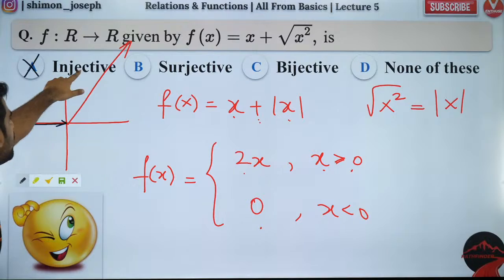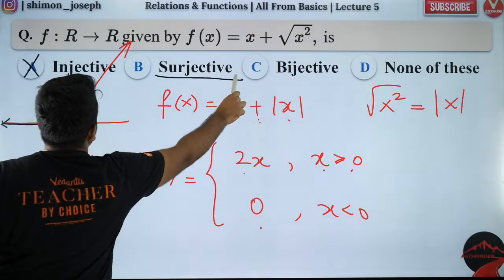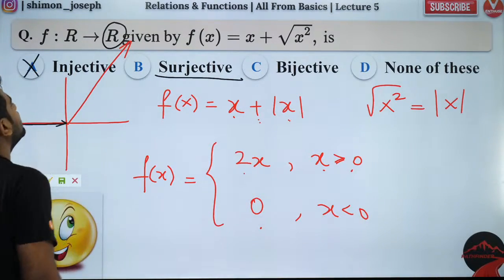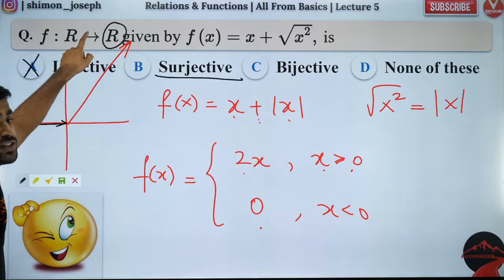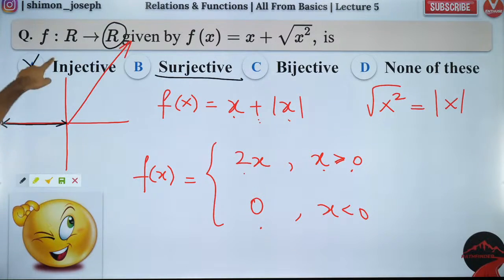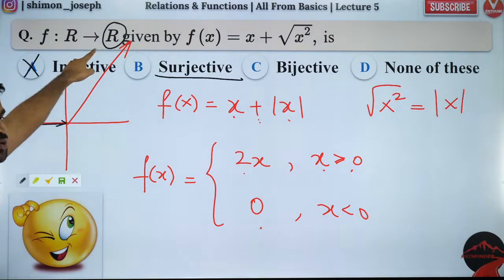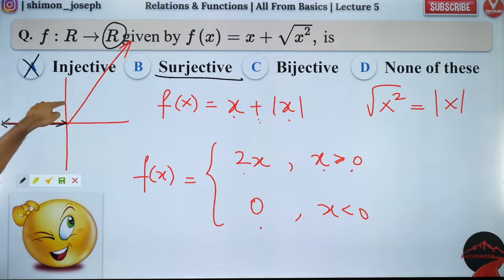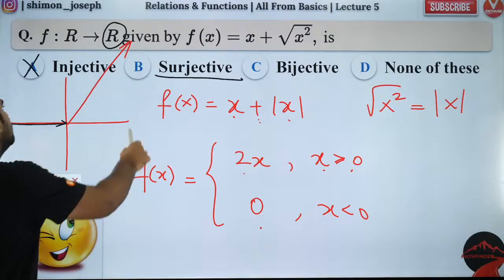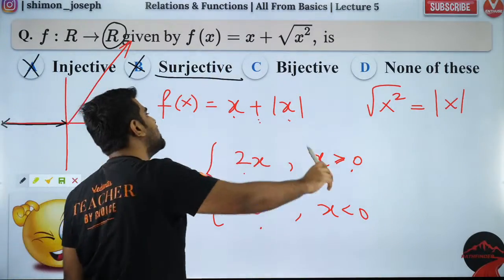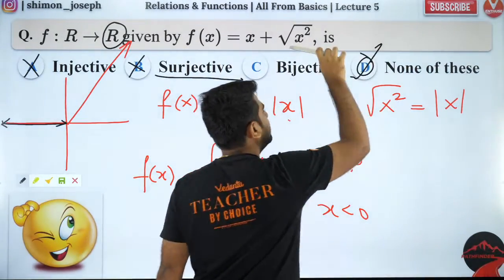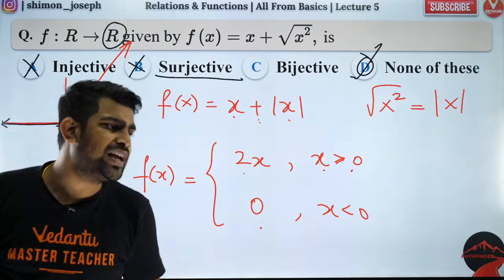Got it? So it cannot be 1 to 1. Can it be onto? No, onto is also not possible because the codomain is all real numbers. Am I taking all real values? No, I am taking from 0 to infinity, but not all real values. Therefore, this is also not surjective. So that is also wrong. So the answer is option D, none of these. Did you all like it?